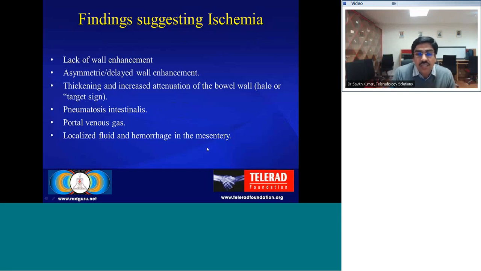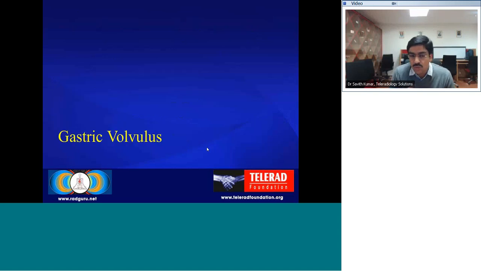The combination of the signs increases the specificity of diagnosing the presence of mesenteric injury. Among all, the most specific sign, as I've already said, is lack of, or asymmetrical or delayed enhancement of the bowel wall involved in the volvulus. So let us go through some illustrations, starting off with gastric volvulus.